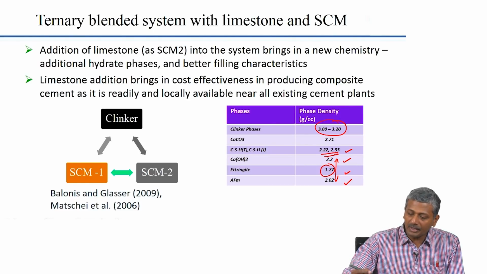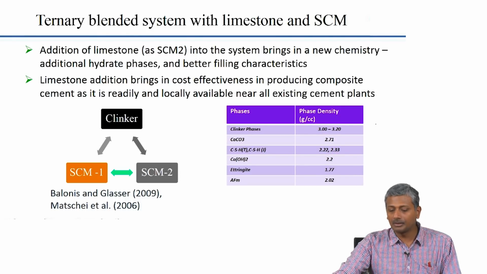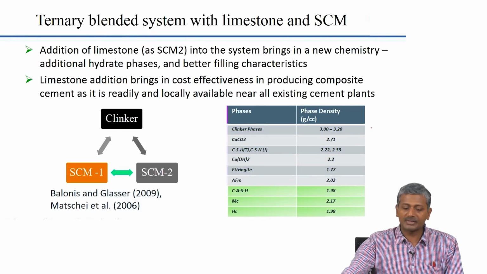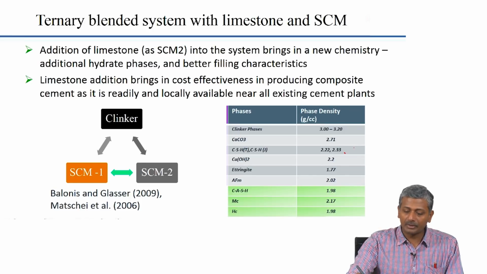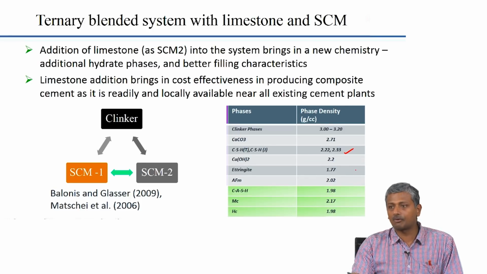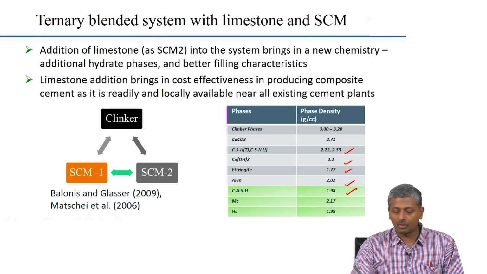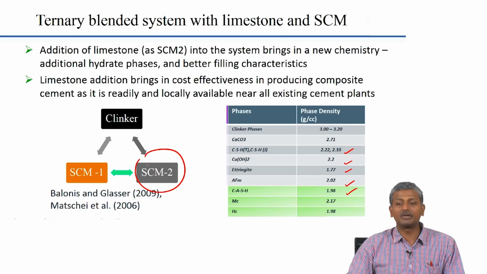Now what happens when I substitute these with a ternary blended system? When you have limestone and a supplementary material, what is going to happen next? I still form my calcium carbonate. You have calcium silicate hydrate, calcium hydroxide, ettringite and AFM phases, which are still there because of cement hydration. But additionally you also form calcium aluminosilicate hydrate because of this supplementary cementing material.